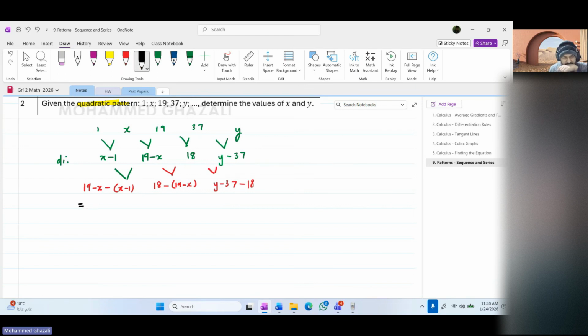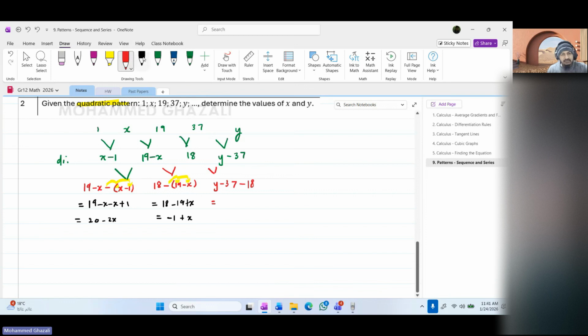If you simplify this one, you will get 19 minus x plus 1, which is 20 minus 2x. So that's the first one. This one is 18 minus 19 plus x, so this will become minus 1 plus x. Why plus x? Because you remember you have to take the minus inside both the terms here. Don't make that mistake, please.